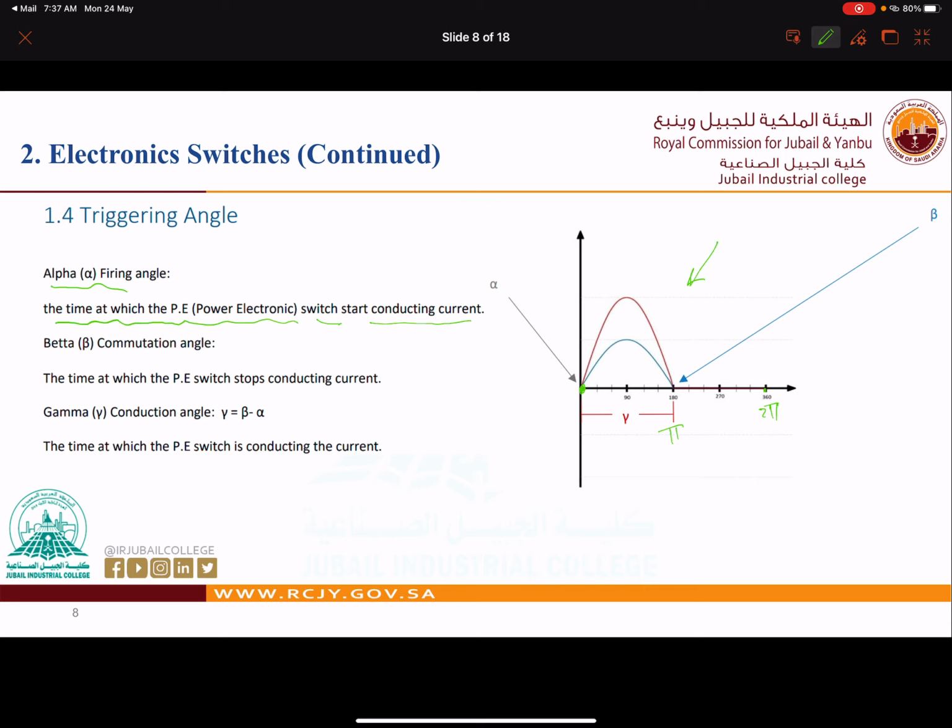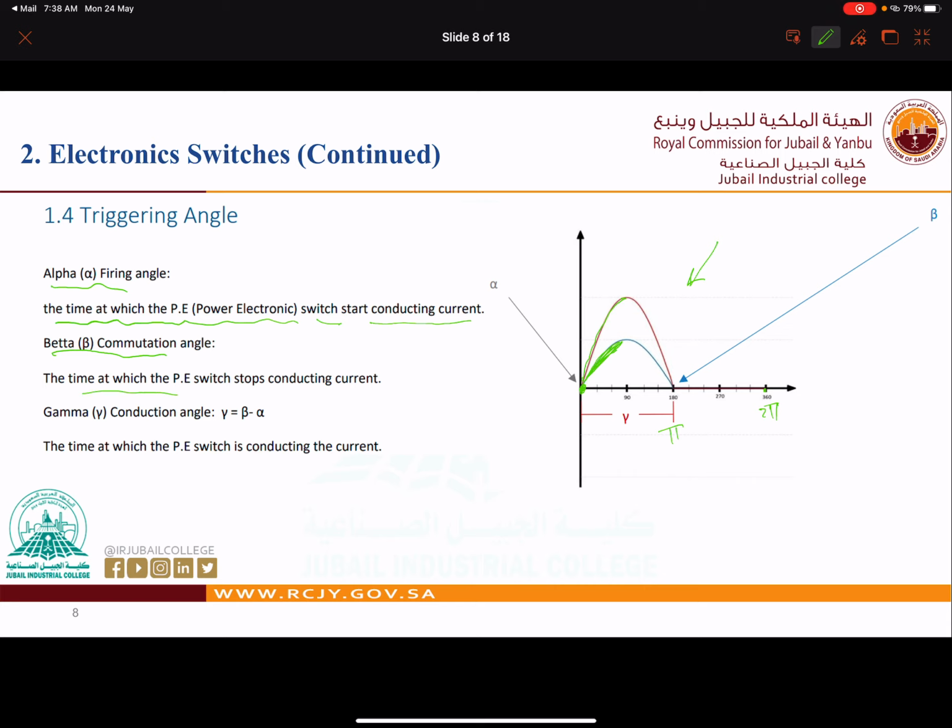So when this is the current, okay? Usually the current is half of the voltage, right? You should know this. And this is the current. So the current, when the switch is conducting the current, when it is closed, then alpha is the firing angle.